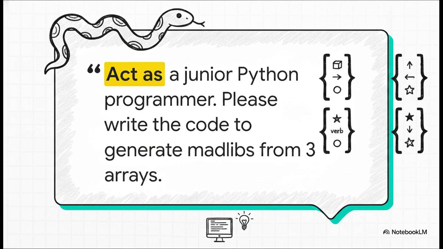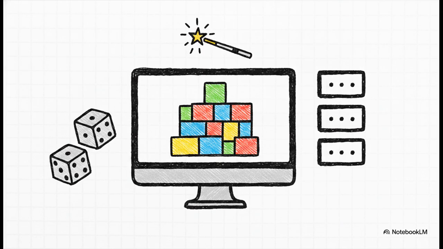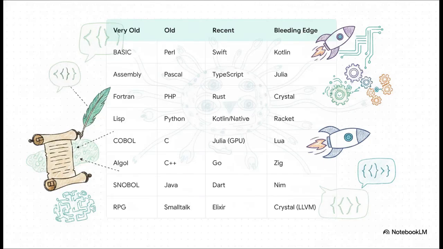3 arrays, 6 items each, specifically asking for prepositions, verbs, and nouns. And man, it absolutely nails it. It imports the random module, sets up the exact lists we asked for, and uses a clean F string to output a fully functional Python madlib script. It's clean, it's readable, and best of all, it works straight out of the box, all because the request was framed perfectly. But here's the thing.